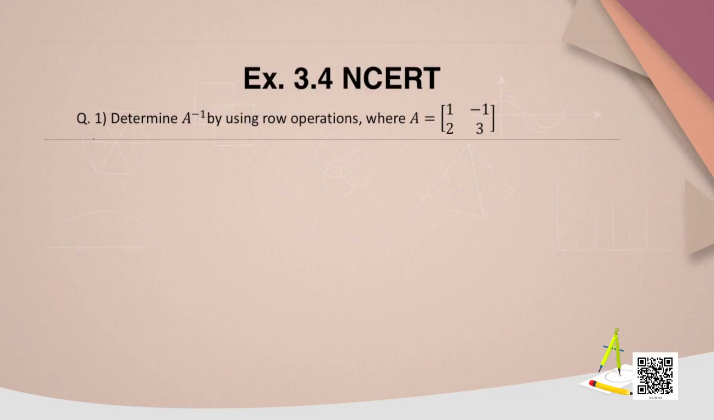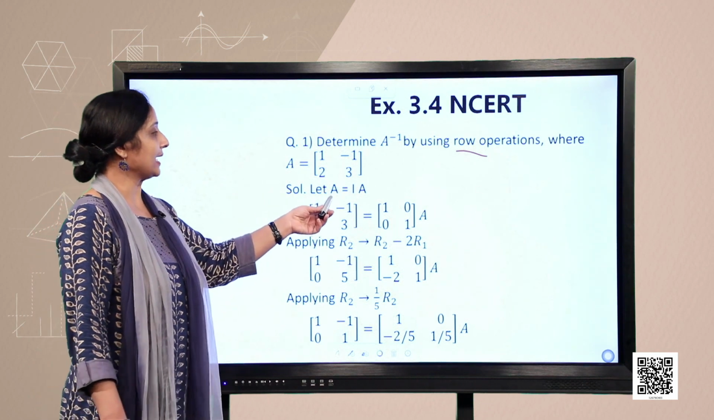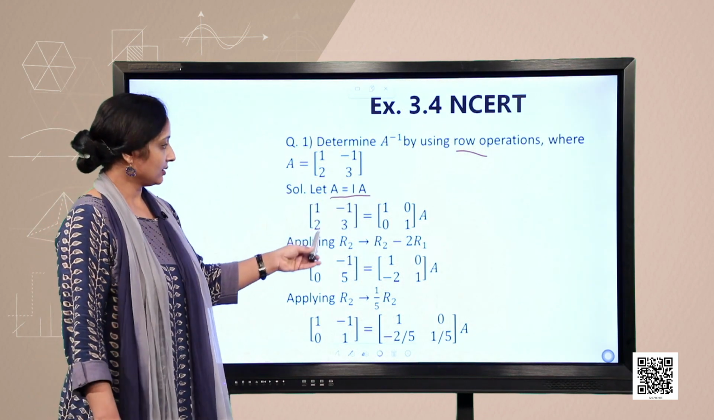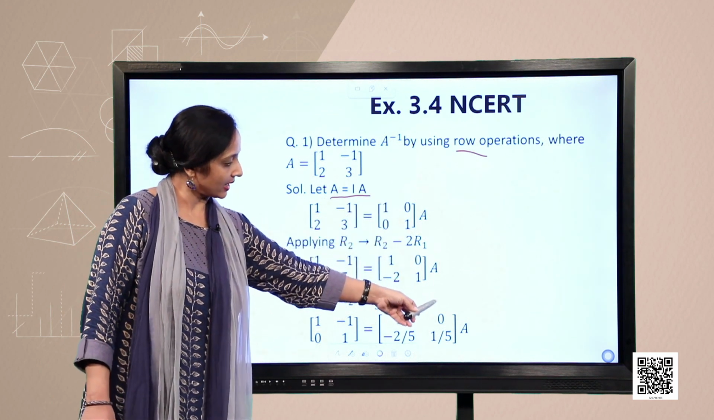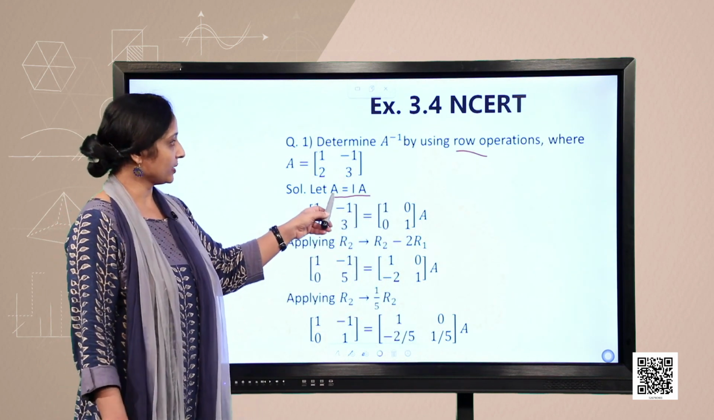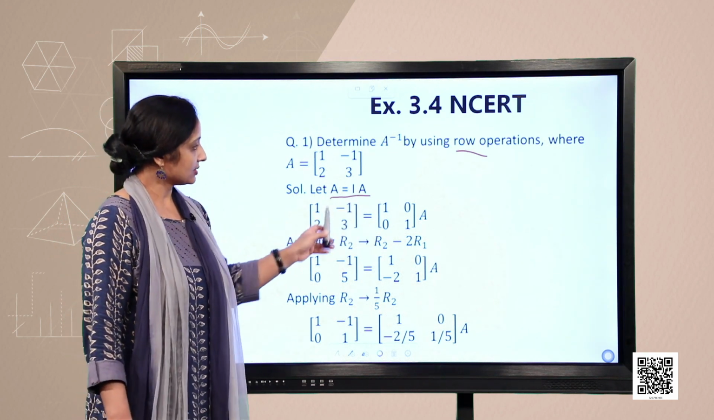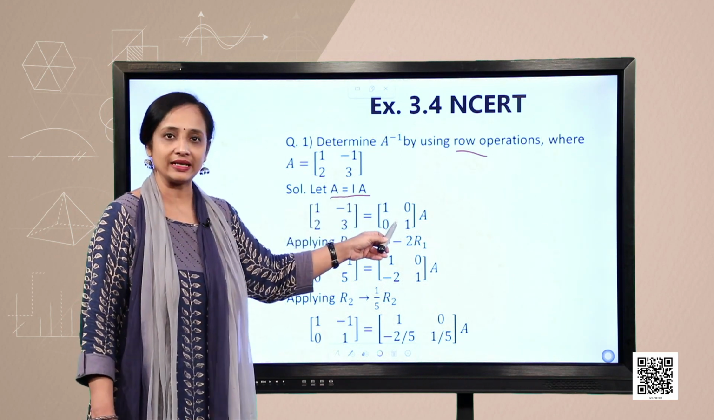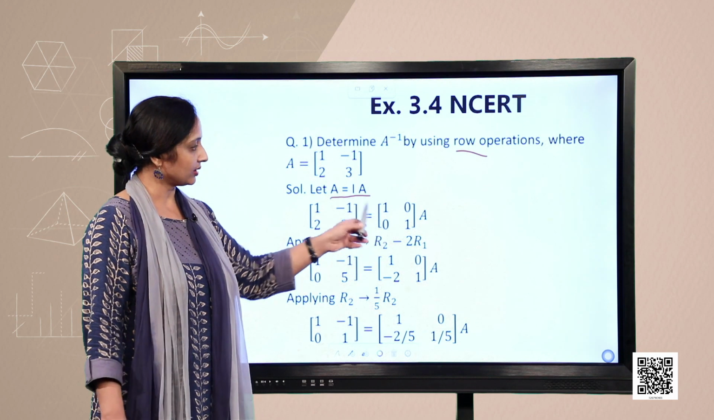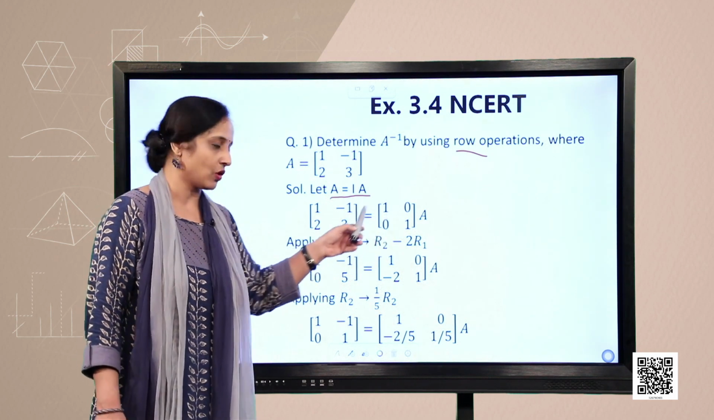Let's do a few examples from NCERT. This is question number 1 from exercise 3.4 of NCERT. You are given a second order matrix A. You have to find its inverse by using row operations. So how are you going to start? You write A is equal to IA. This A is going to be written as it is throughout the question. You are going to make changes in this A as well as this matrix I. So substitute the value of A here, substitute the value of the identity matrix, and make sure that the identity matrix is of the same order.